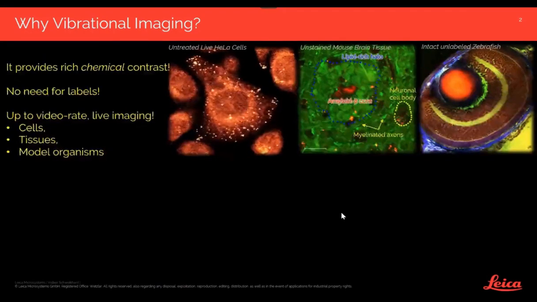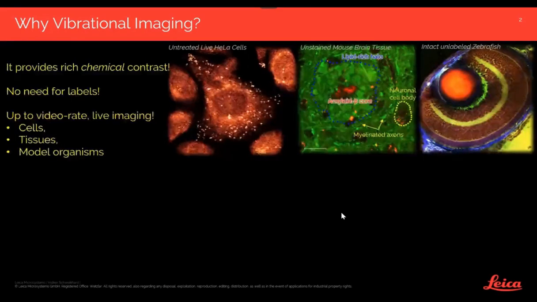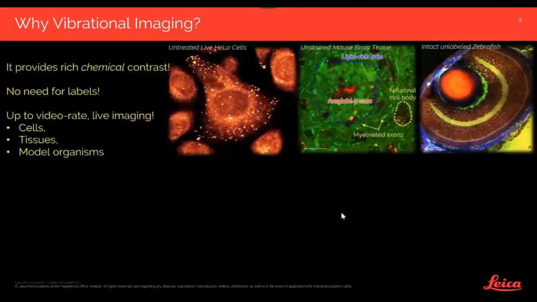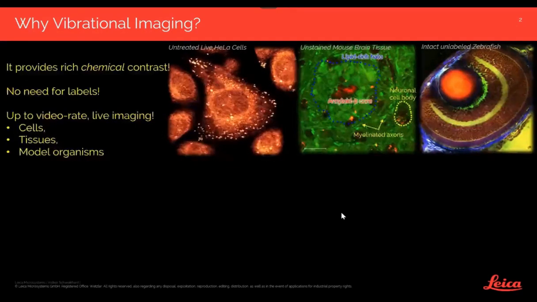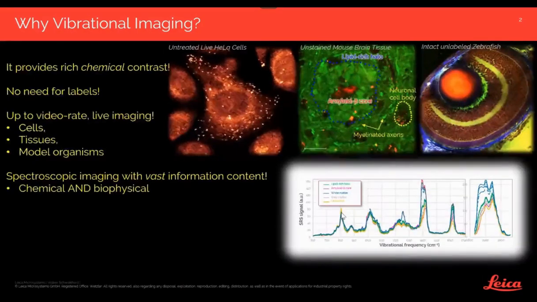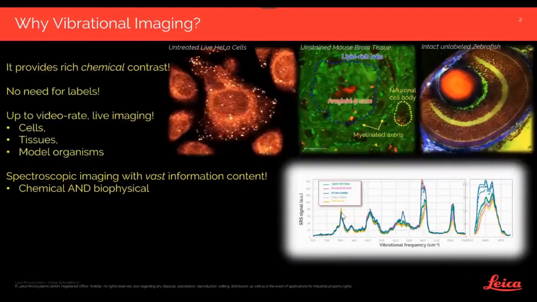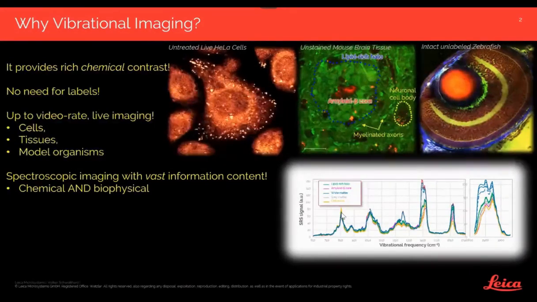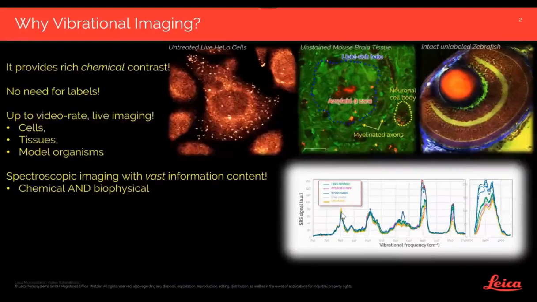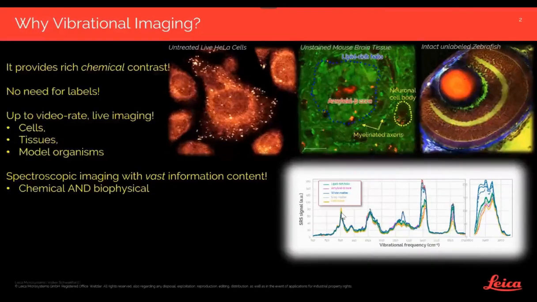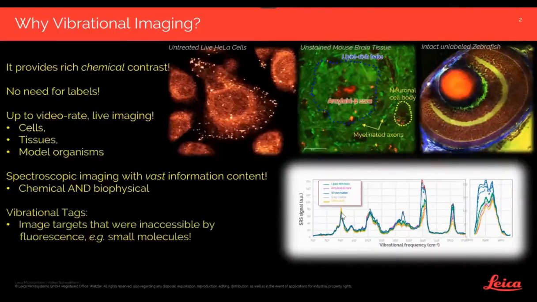As I already pointed out, quite surprisingly to some people, even though this is a label-free imaging approach, it can be quite fast. And video rate imaging has been demonstrated on live cells, tissues, and even on model organisms. Now, in addition to this rich chemical contrast that you see in the images, vibrational imaging provides yet another dimension on your samples. It provides the entire spectroscopic information on your sample that contains both chemical and biophysical information.